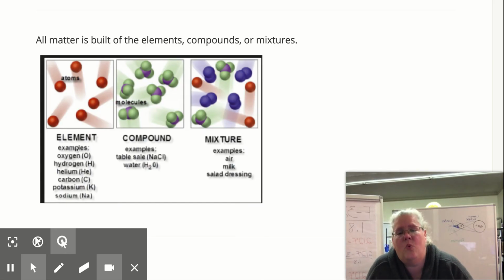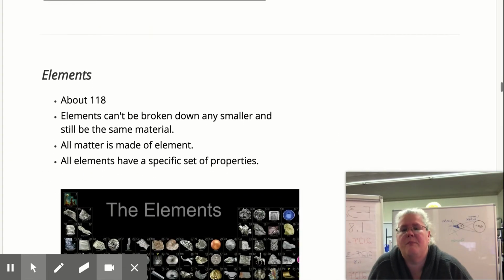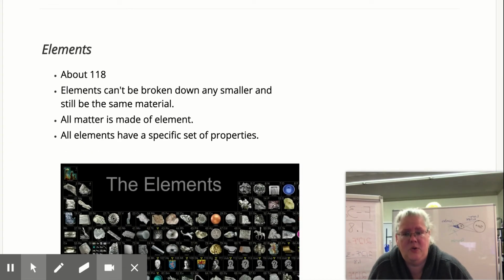So an element is 1 type of atom. A compound is 2 or more types of atoms bonded together. And a mixture is just a bunch of different things. It could be elements, or compounds, or any of that stuff all in one spot. So like your soil in your backyard. At the lake, we have a lot of sand, but at my house, it's all clay soil. Very different mixtures. So there's 118 elements that we know of so far.